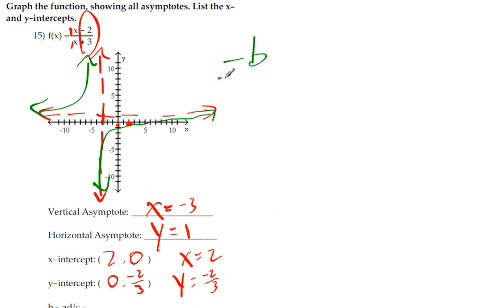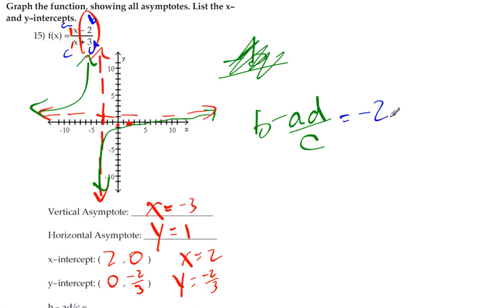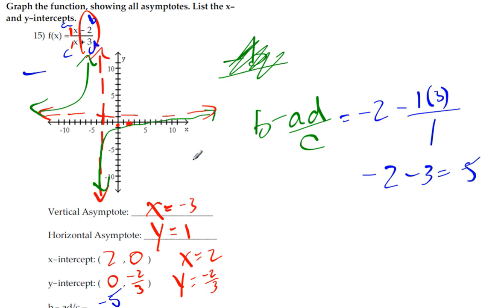Our negative b over 2, I'm just going with b minus ad over c. Plug our numbers in there for that. Remember, a, b, c, and d. So that's going to be negative 2 minus 1 times d, which is 3, all over c, which is also 1. Negative 2 minus 3 gives me negative 5. The big thing here is the negative means that we're on this side and this side. If that came out positive, we're here and here. But we already know that because we did our intercepts properly.